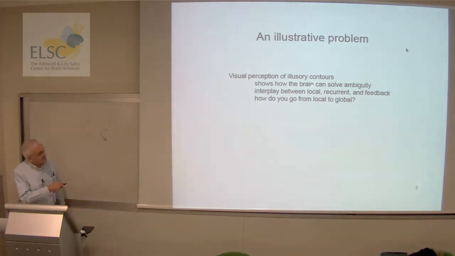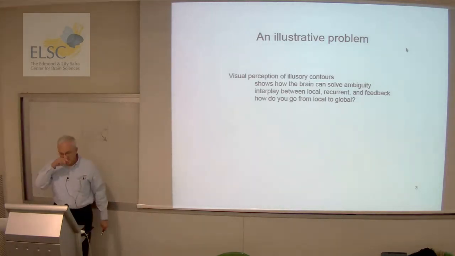It shows how the brain can deal with ambiguity and the interplay between very local, recurrent, and feedback signals. And also, it illustrates how you go from local to global processing, which is part of the issue of how I think we should think of how the brain works, is by combining lots of local signals by some rules for combination.